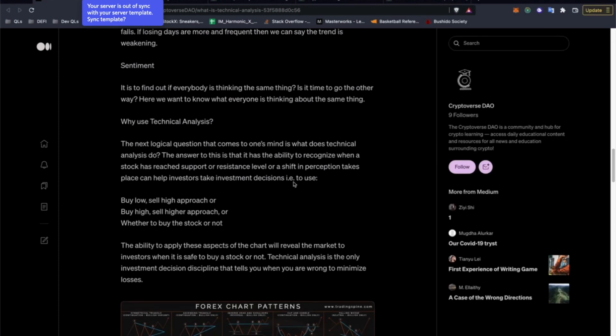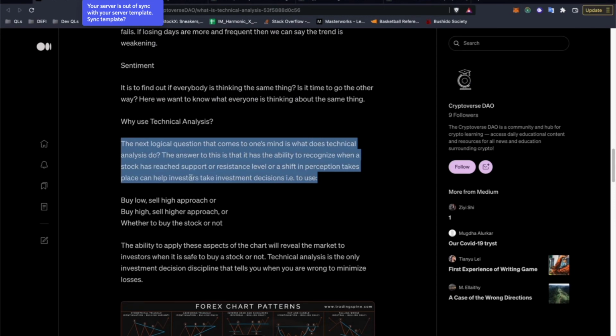So the answer to this is that it has the ability to recognize when a stock has reached a support or resistance level, or a shift in perception takes place, which can help investors take investment decisions. Basically, why use it? Because you can make money.